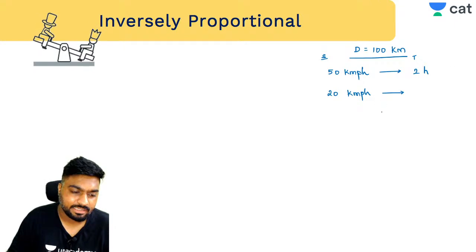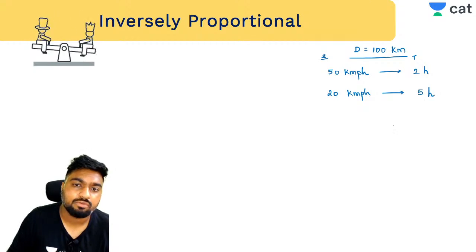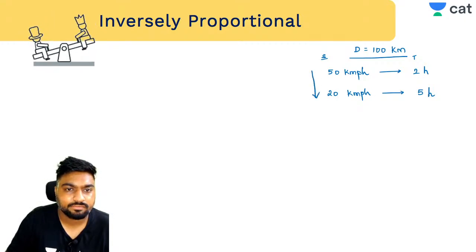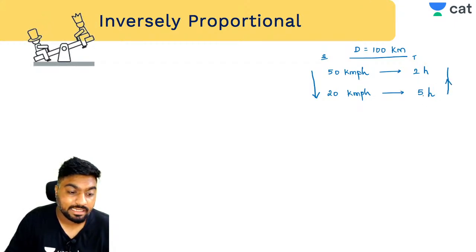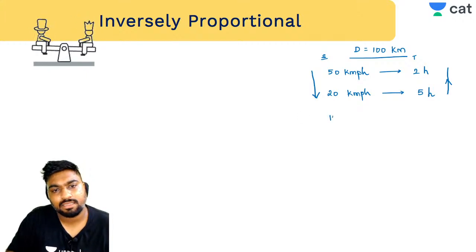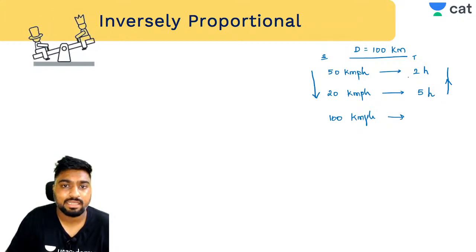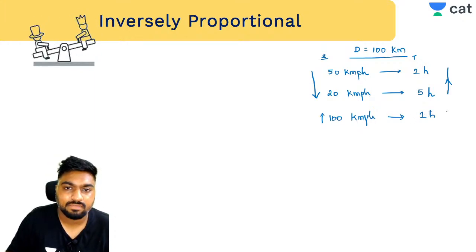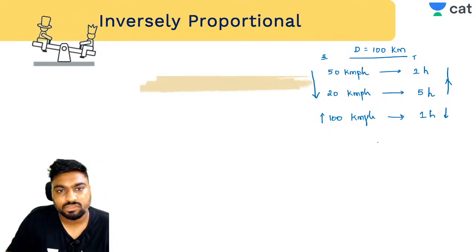If I travel now at 20 kilometers per hour, how much time will it take me? Will it take me more time or less time? It will take me more time because I'm reducing the speed, so it will take more time to cover the same distance. Correct? So what happened here? When the speed decreased, time increased. Same way, if I increase the speed, let's say I'm traveling at 100 kilometers per hour, then will it take me 5 hours? No, much less than that. 2 hours? No, less than that. How much? 1 hour. Yes, so when speed increases, time decreases. This relation is called what? Inversely proportional. So here speed and time are inversely proportional.